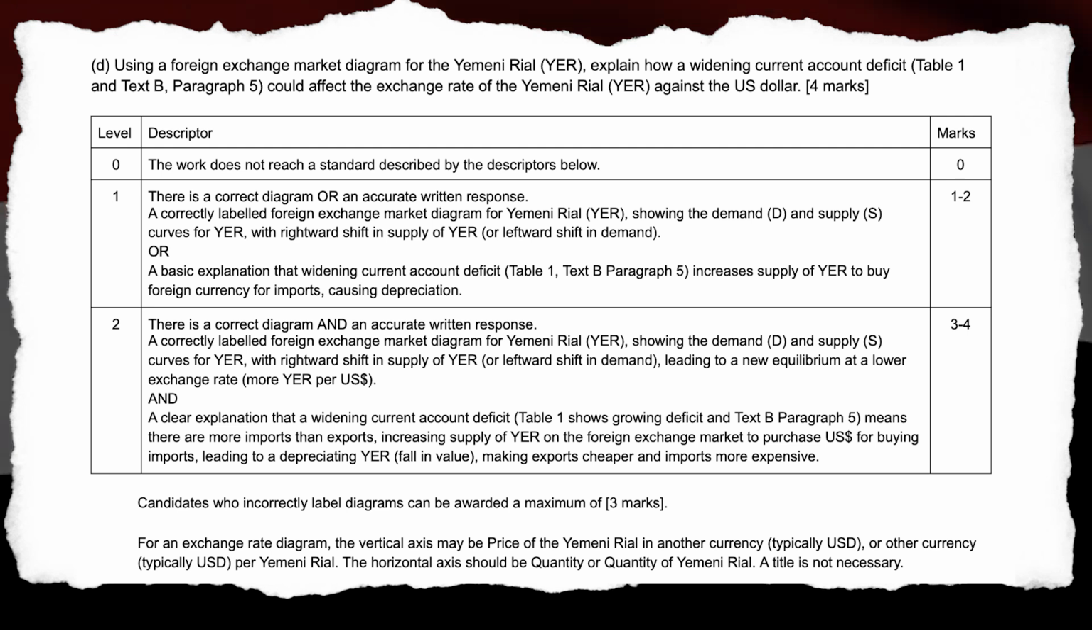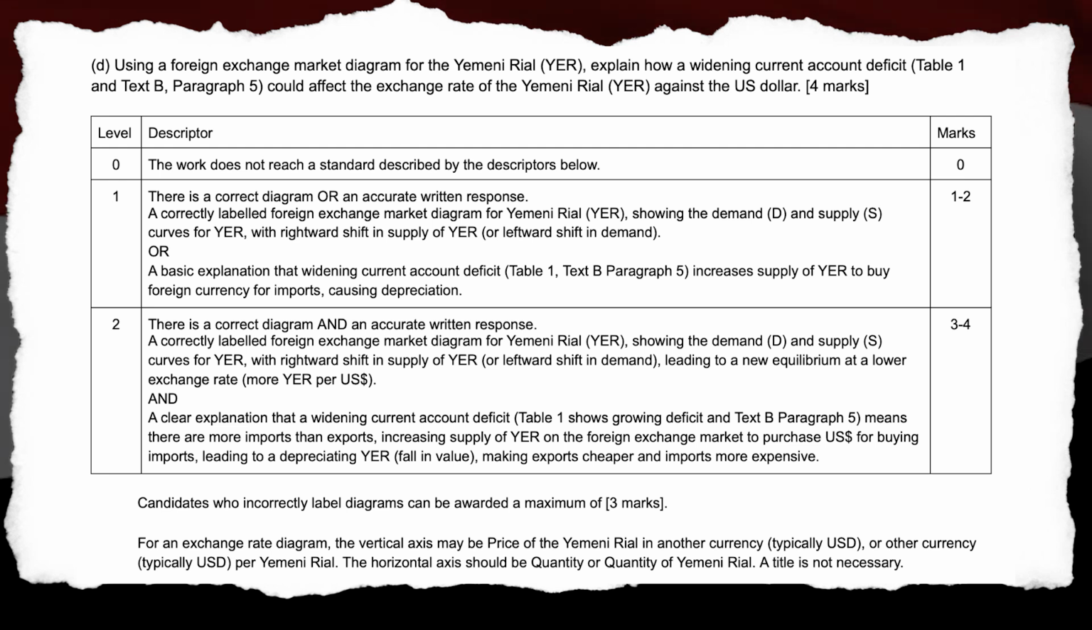1 to 2 marks. Level 2. A correctly labeled foreign exchange market diagram for Yemeni rial, showing the demand and supply curves for YER with rightward shift in supply of YER or leftward shift in demand, leading to a new equilibrium at a lower exchange rate, more YER per US dollar.